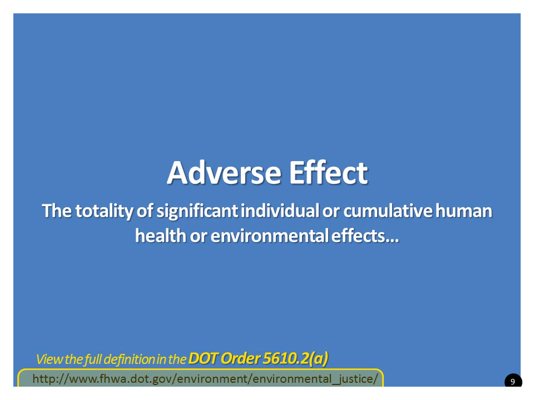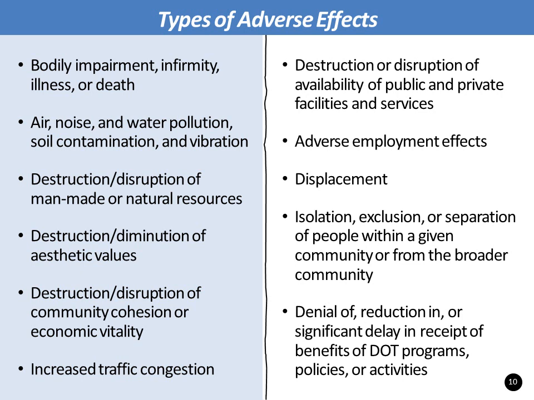So what does adverse effect mean relative to environmental justice analysis? Under the DOT order cited at the bottom of the slide, it refers to the totality of significant individual or cumulative human health or environmental effects. Adverse effects may include, but are not limited to, those listed on the slide. The full definition for adverse effect, including a listing of effect types, may be found in the DOT order. In environmental justice analysis, our mission is to determine if any of these types of effects, either individually or collectively, might rise to the level of disproportionately high and adverse.